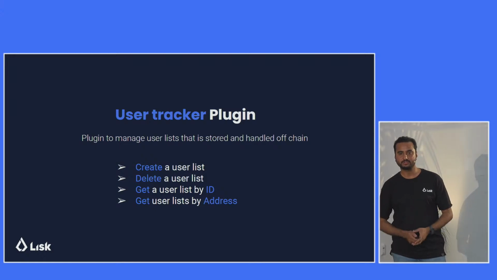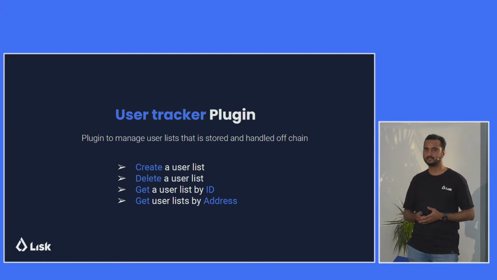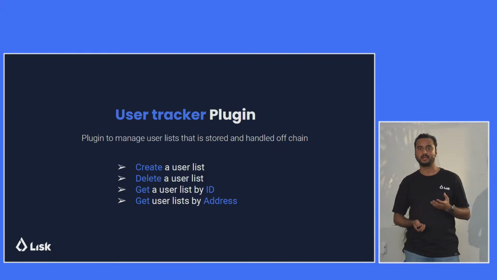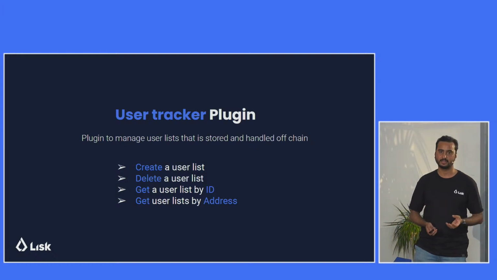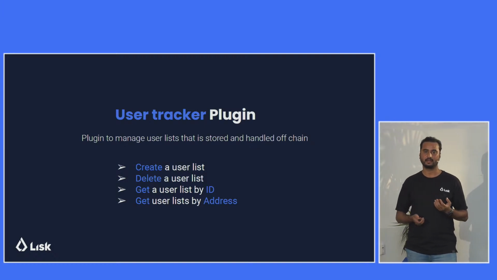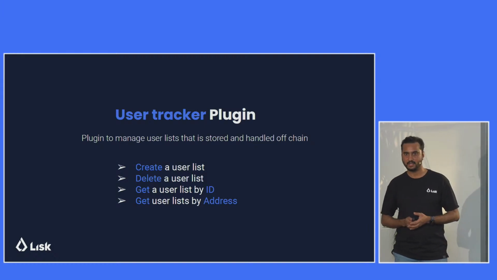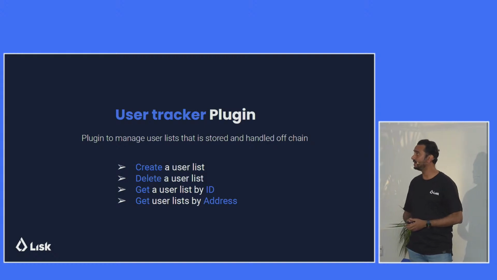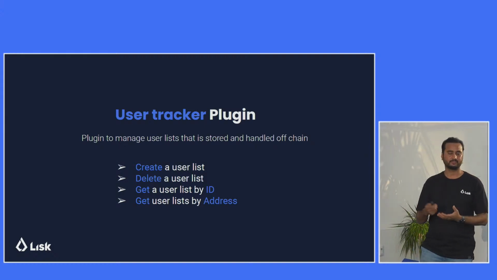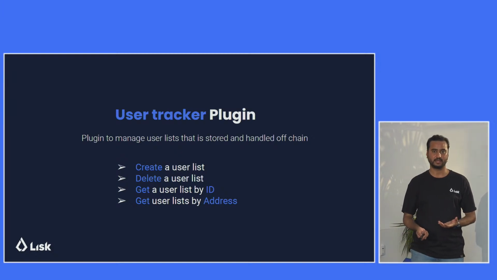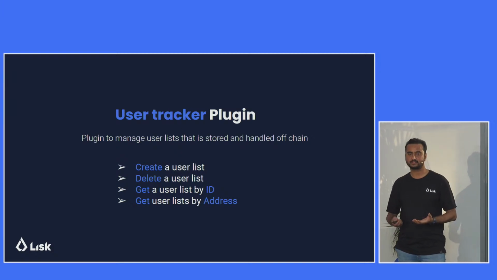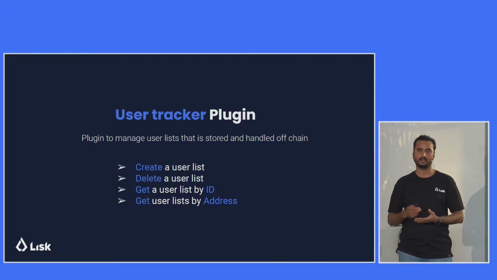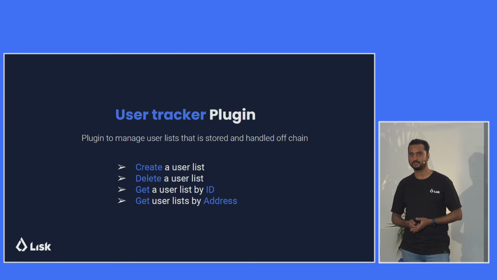And for demonstration of plugins, we have created a simple user tracker plugin where you can create a user list, delete a user list, get user list by ID, get user list by address. This is handled and stored off-chain. That means other nodes can have different implementations of this plugin as well, and nothing is stored in the blockchain state. So this is more like an added feature for your blockchain application.